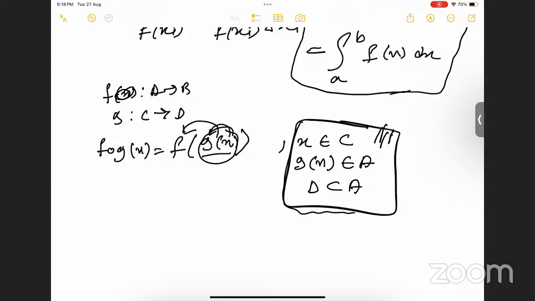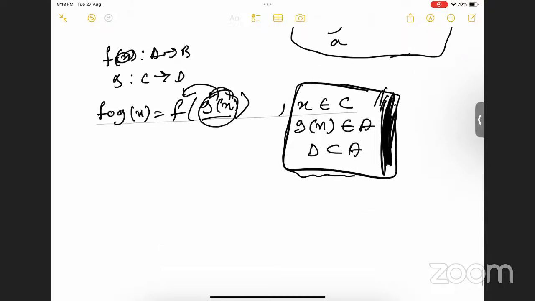Ma'am also told that if you want to find the domain of f of g, then the domain of f of g will be equal to the domain of g minus all those points for which g of x does not belong to the domain of f. On this one, I couldn't understand. If you could elaborate that.